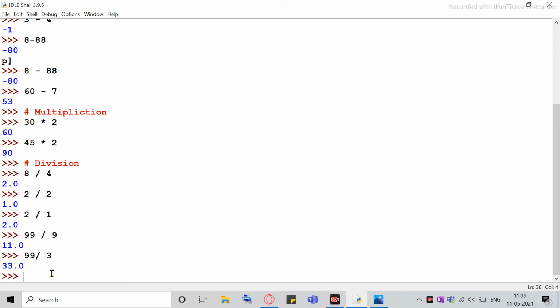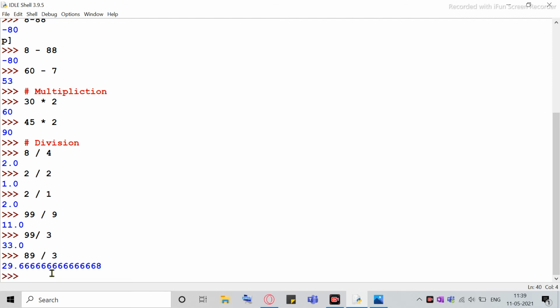So suppose I take 89 divided by 3. You know this isn't divisible by 3, so it goes to 29.666666668. That's how it goes. So suppose there is a decimal answer we are getting, for that there is a point symbol. If there is no decimal value, then it shows a 0.